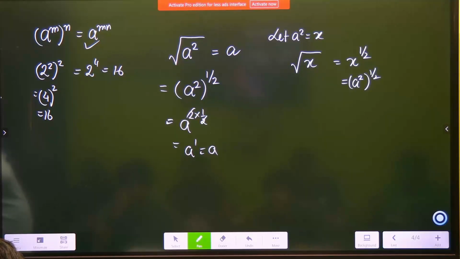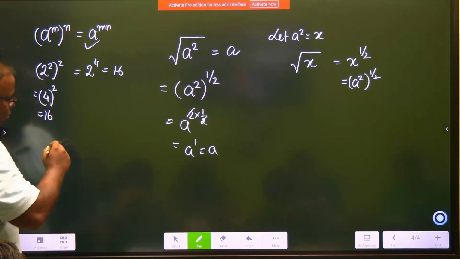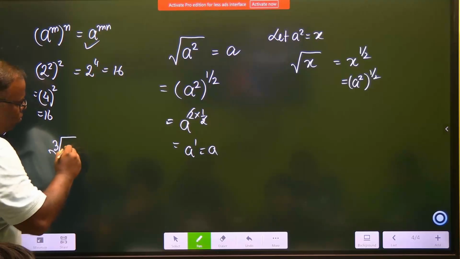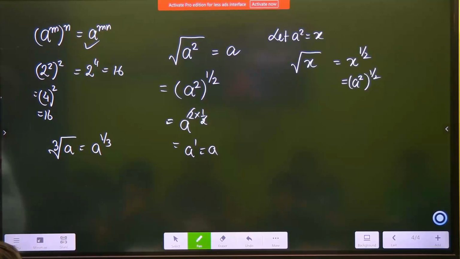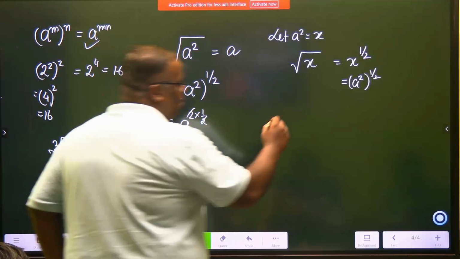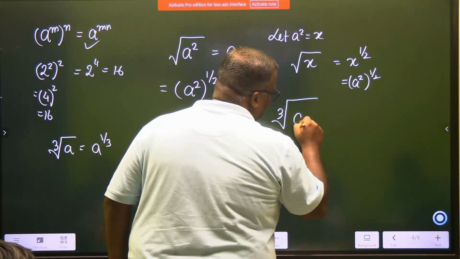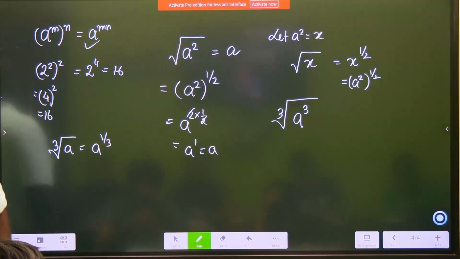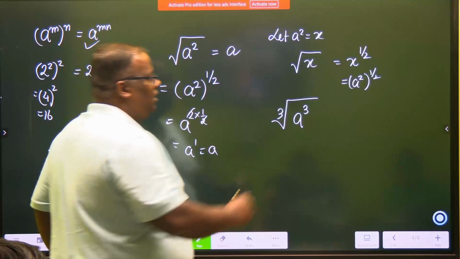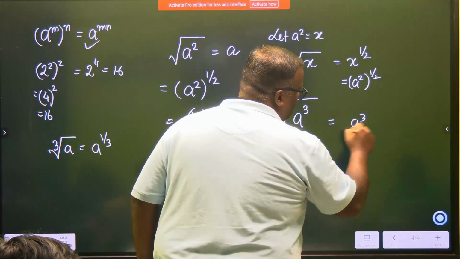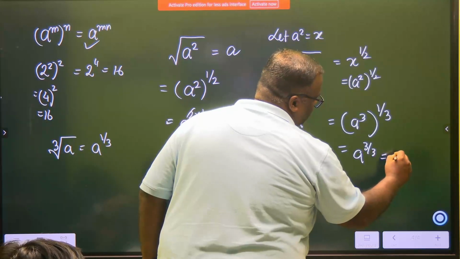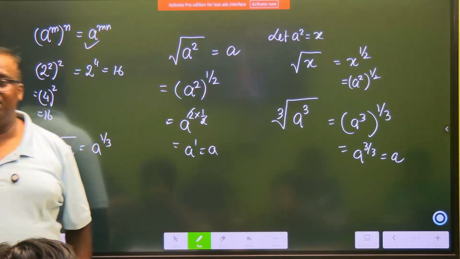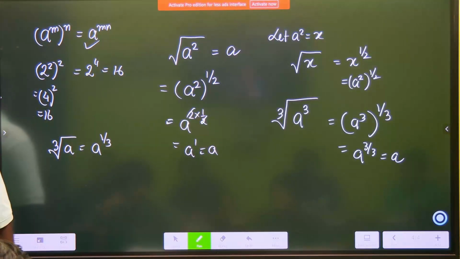अब एक कॉमन सेंस लगाइए. What should be cube root of a? Though we have not studied cube root. Cube root of a is a to the power 1/3. Agreed? Now suppose I'm finding out what is cube root of a cube. A. It should be a. That means a cube to the power 1 by 3, which is a to the power 3 by 3, which is equal to a. किसी भी चीज का आप अगर रूट निकाल रहे हैं उसको उतना टाइम्स मल्टीप्लाई कर देंगे तो वही नंबर होगा.